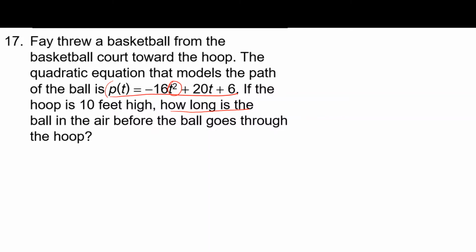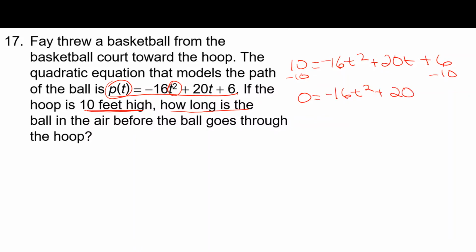Our p of t is how high the ball is, so we're going to say 10 equals negative 16t squared plus 20t plus 6. Since I want to solve for t, I know if I can set my equation to 0, then I can solve for t. So let's subtract 10 from both sides, and that leaves me with 0 equals negative 16t squared plus 20t minus 4.